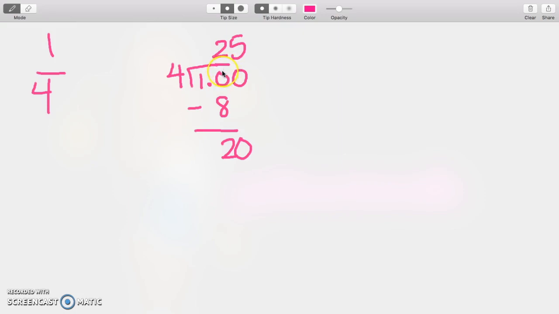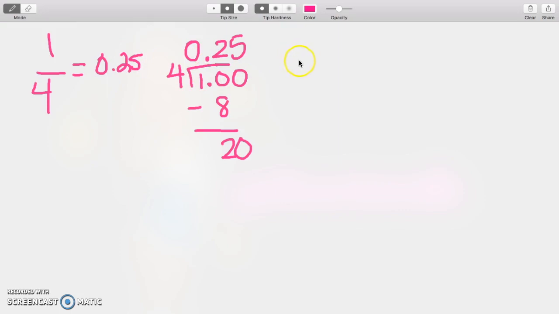25 times 4, we know would definitely give us 100, but this is 1.0, so we can't forget our decimal. So we're going to bring our decimal up, and we're going to put a 0. That is the proper way to write it. So 1/4 is equal to 0.25.